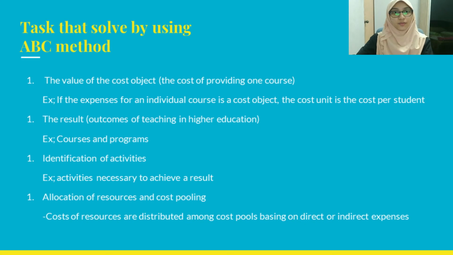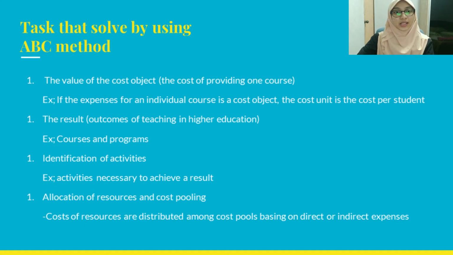Tasks that are solved by using the ABC method. ABC aims to find the value of the cost object, for example, the cost of providing one course. If the expenses for an individual course is a cost object, the cost unit is the cost per student.